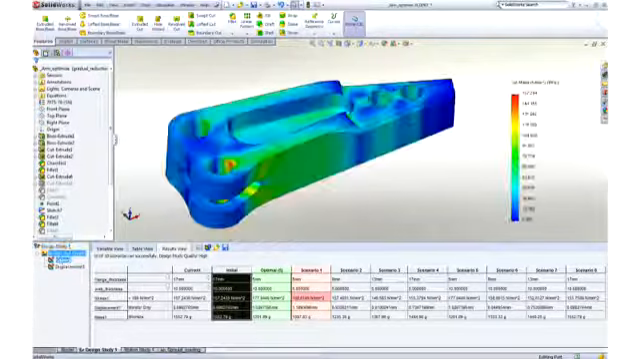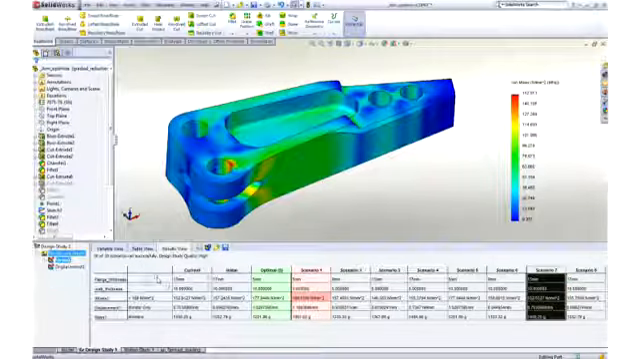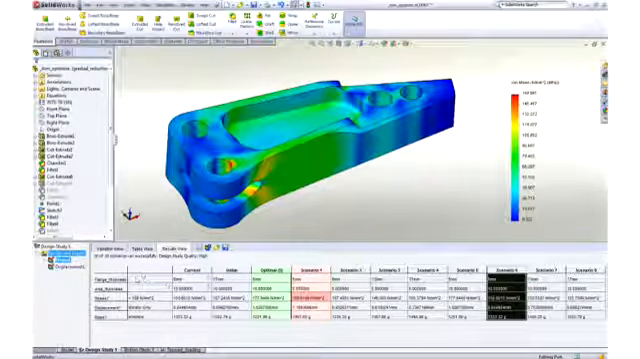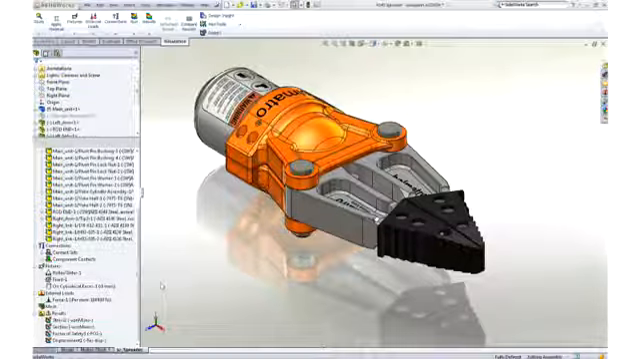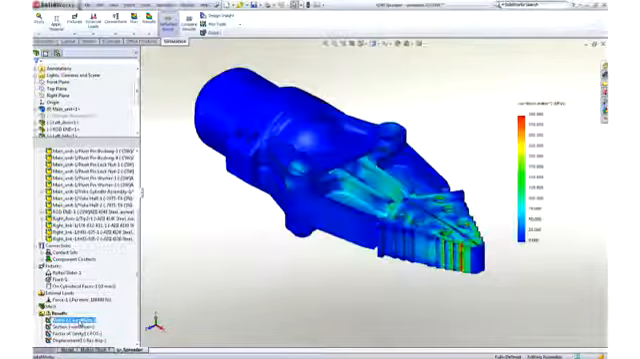SolidWorks simulation also enables us to look at the entire design and understand how load is transferred between parts, as well as where the critical areas of the design are located. In this instance, we're looking at the loads through the entire spreader.